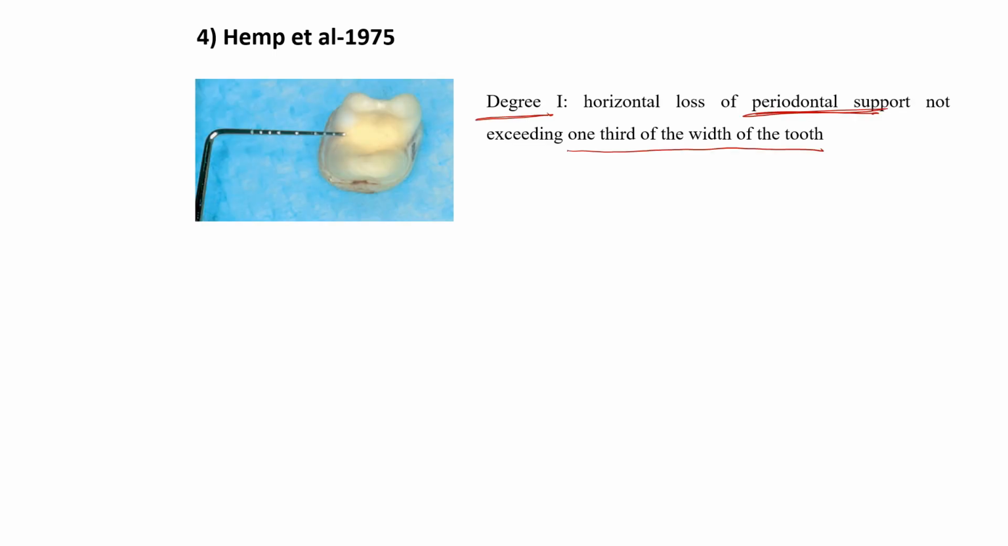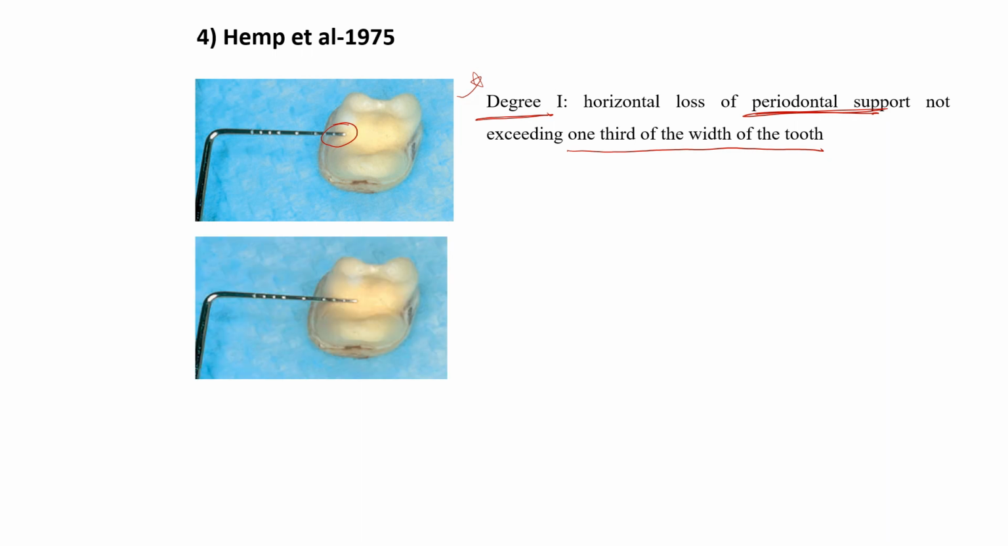Next is the classification given by Hamp et al., 1975. It is the simplest form of classification, and it has various modifications. So he has not given it as class or grade. He has given the names degree 1, degree 2 and degree 3. If only 1/3 of the periodontal support is lost, then it is considered as degree 1.